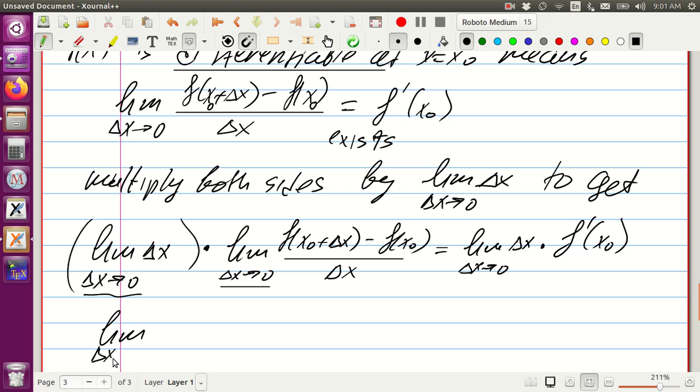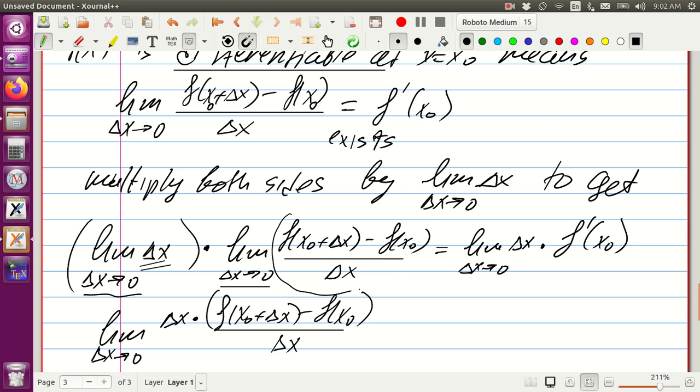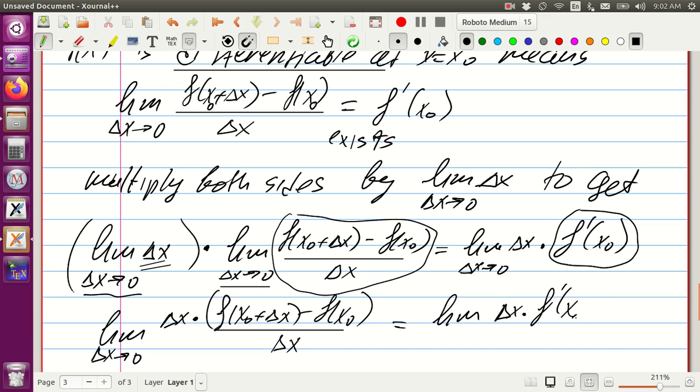So we will get limit when delta x goes to 0 of delta x times f of x sub 0 plus delta x minus f of x sub 0 divided by delta x. So we combine this term together with this term on the left side. And on the right side, since this is a constant, we can always take the constant and bring it inside of the limit. So we'll have delta x times f prime of x sub 0 when delta x goes to 0.